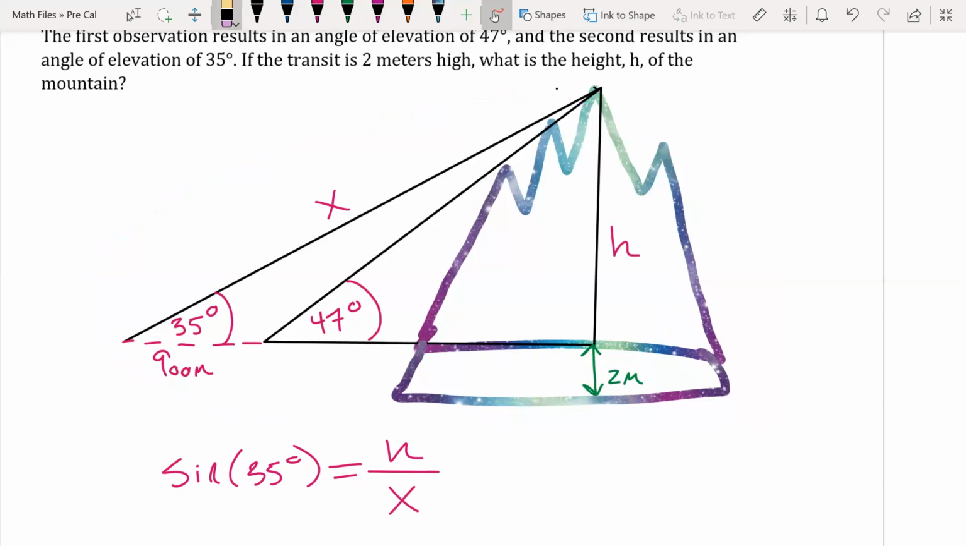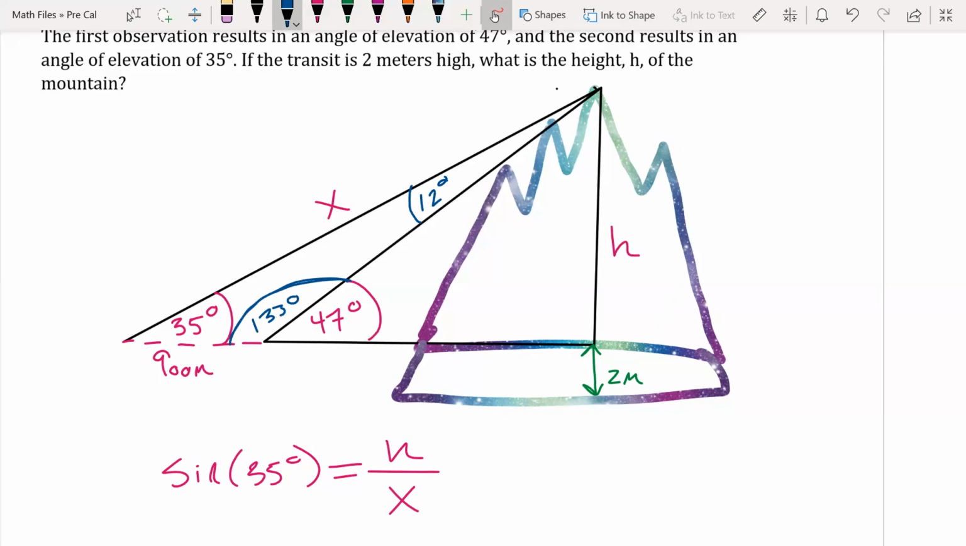Plus 2 meters. Good. So let's go ahead and get that set up. And one thing that we can clearly see is this angle here. If that's 47 degrees, what is this angle? 133. Good. 133, which means what would make this angle? 12. There you go, 12.